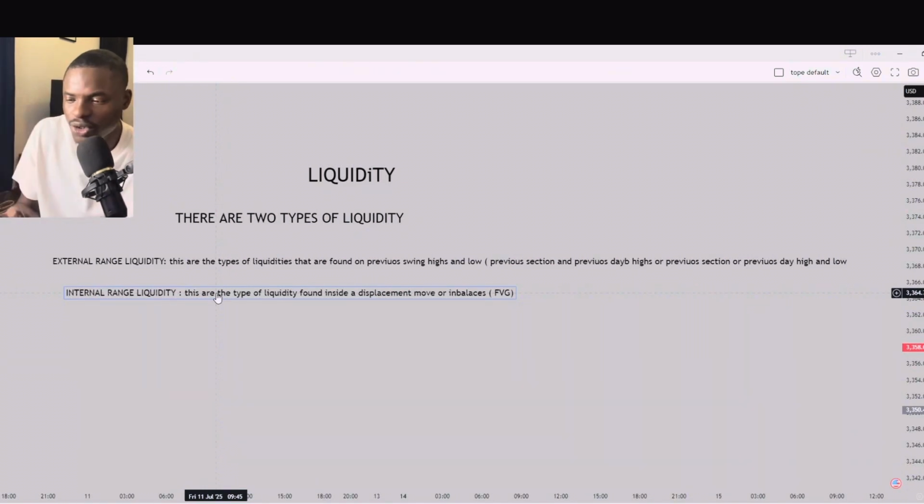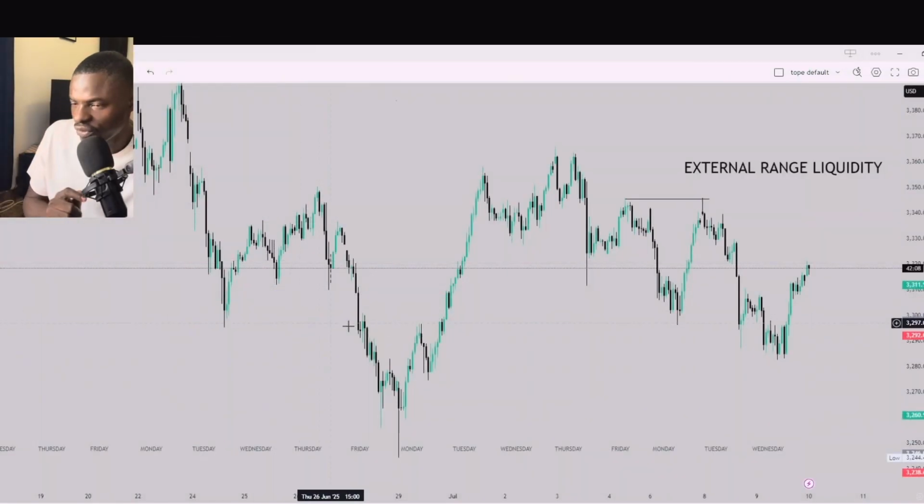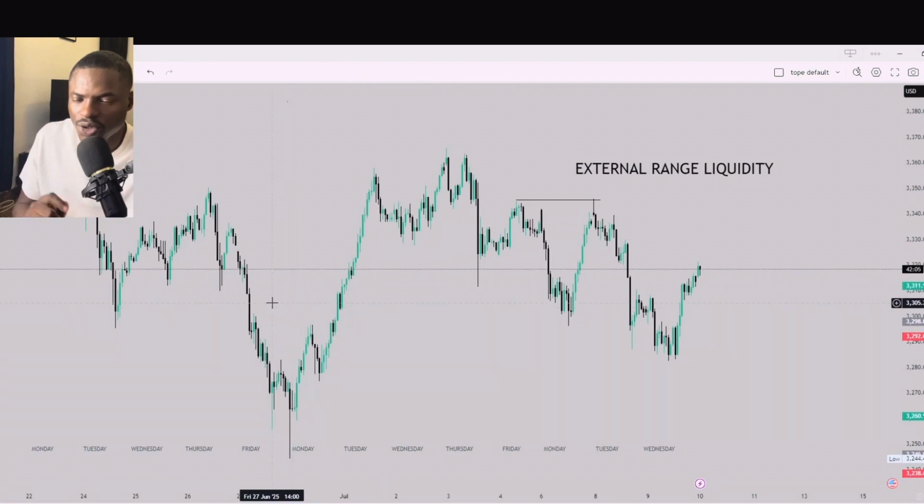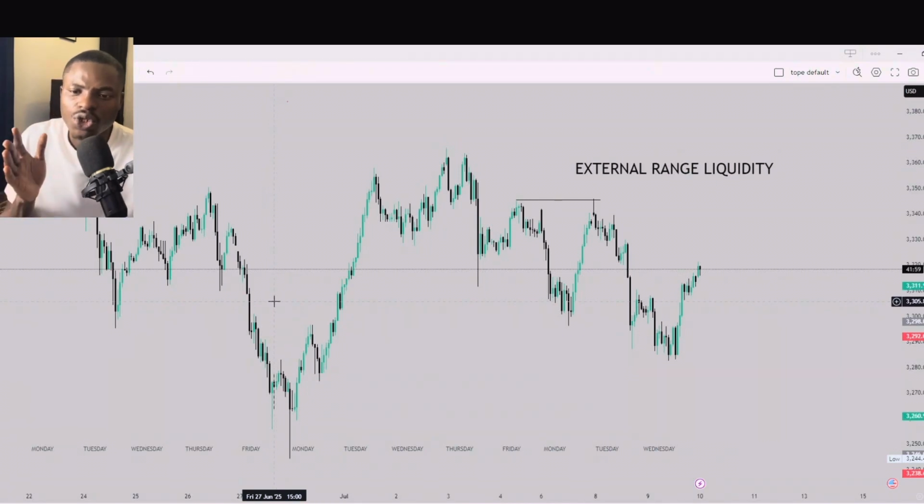And in a simple sentence, an internal range liquidity for me is a fair value gap. That's just it. A fair value gap. So let me show you what these are like on the chart. The market moves from external range liquidity to internal range liquidity. That's the only way the market moves. So you need to be able to identify them successfully to be a profitable trader.